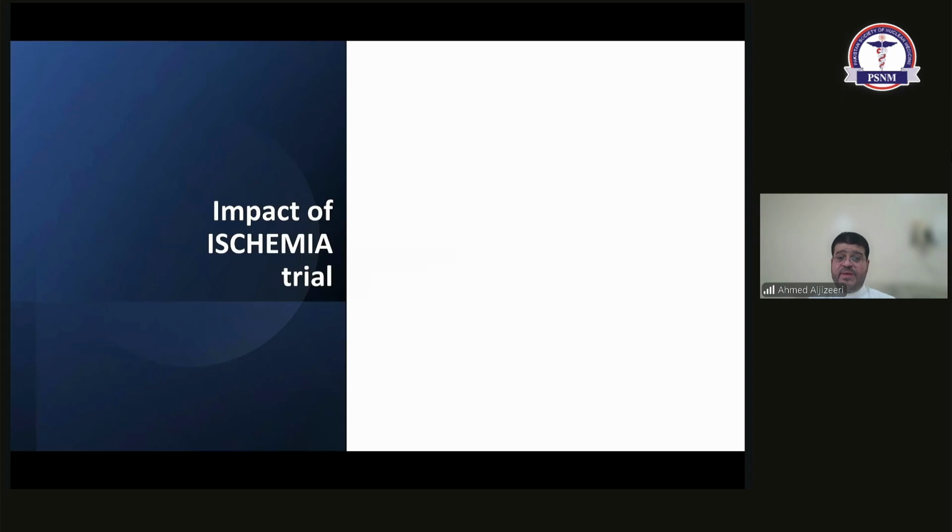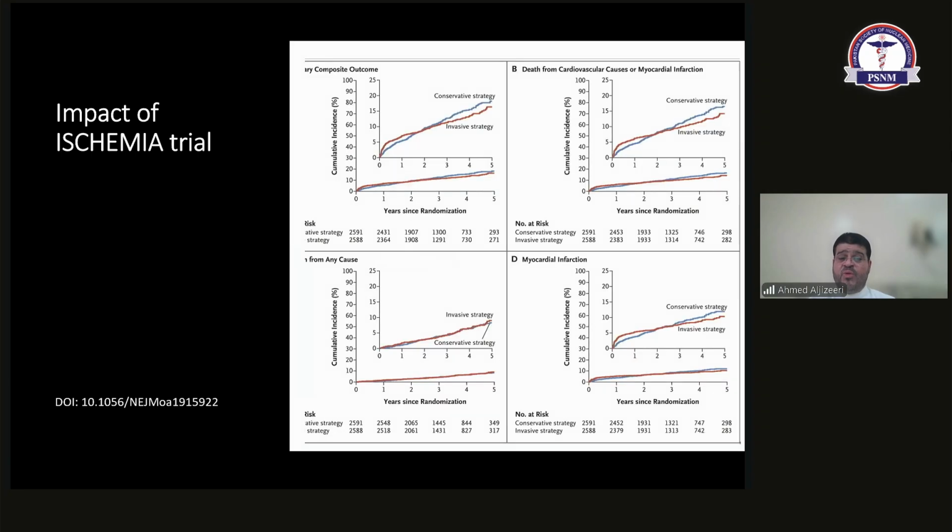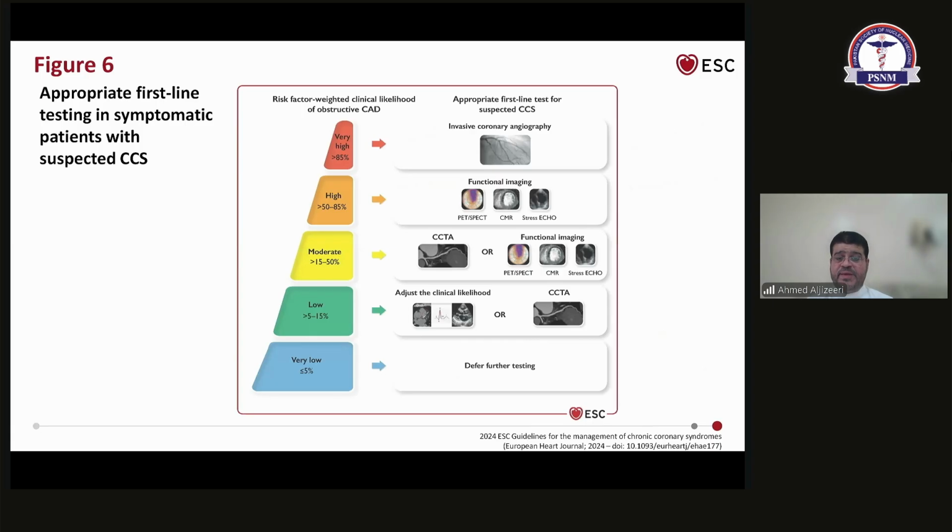Then one has to remember that the ISCHEMIA trial has also demonstrated that those patients with moderate to severe ischemia do not do better if we use an invasive strategy, and therefore one should think of doing non-invasive stress testing, which is ischemia-related rather than anatomy, without the fear of having missed a chance of giving the patient a better outcome. Now, what do the European guidelines say?